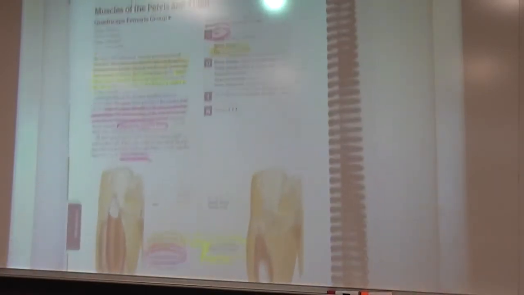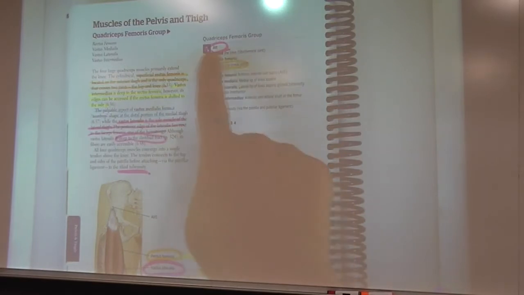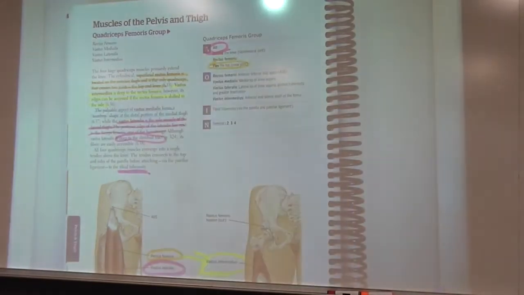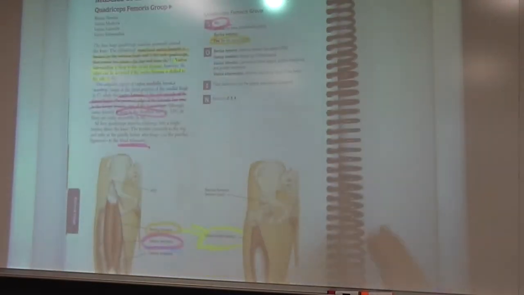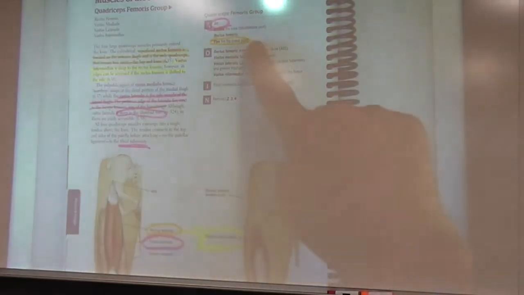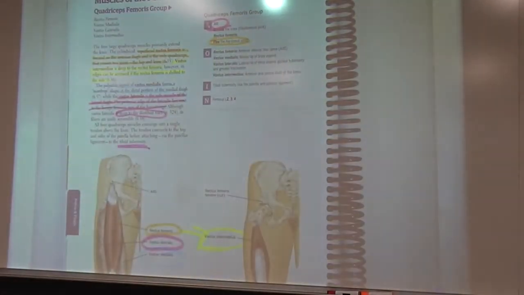I have circled here the actions. They extend the knee. All of them do, all 4 quads. And rectus femoris, because it also has to have an action at the hip because it crosses 2 joints, is also going to flex the hip. But again, we'll focus in on all of the actions at the end, but this will help you just get started with becoming familiar with where these muscles are.